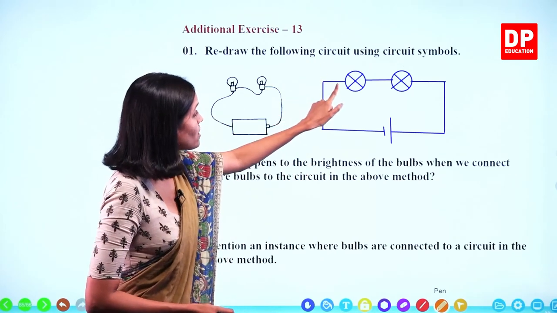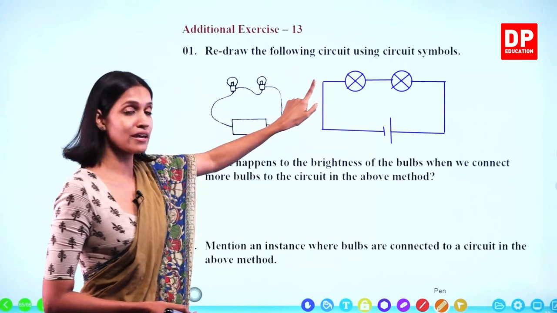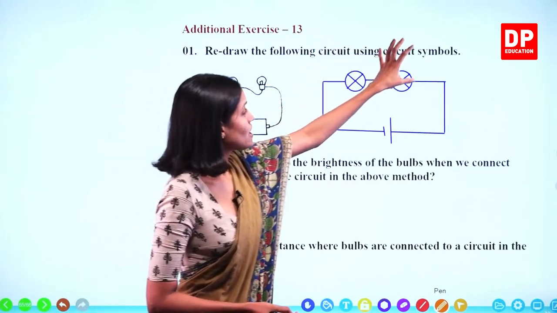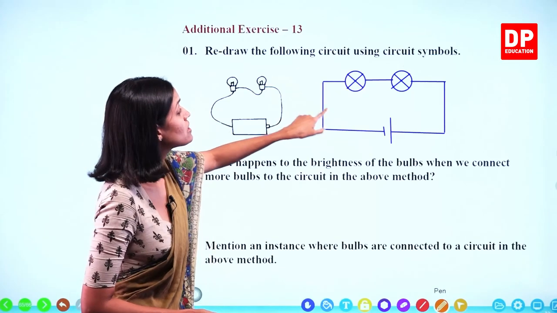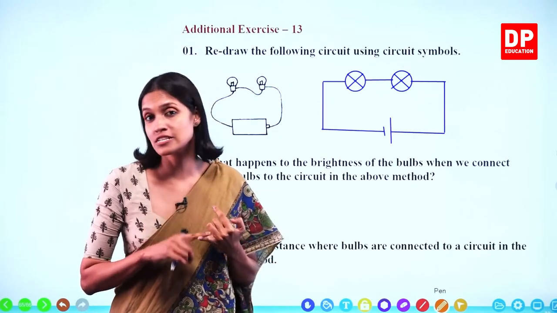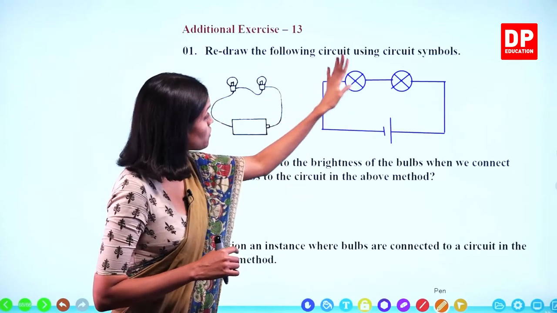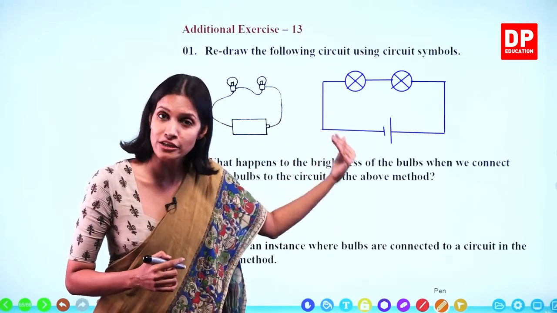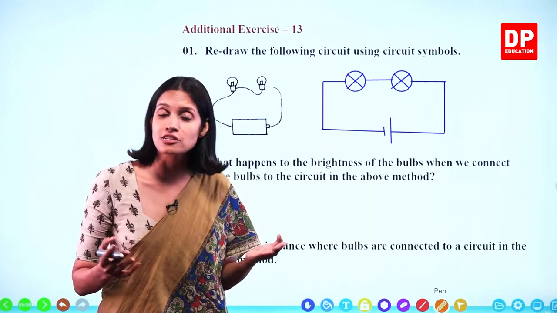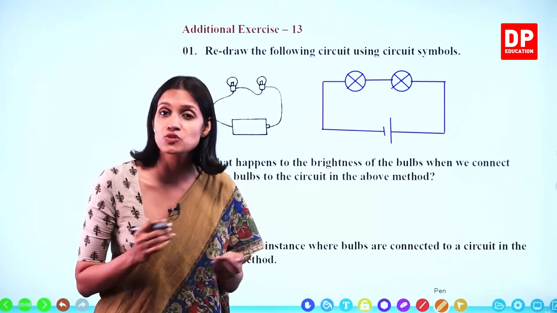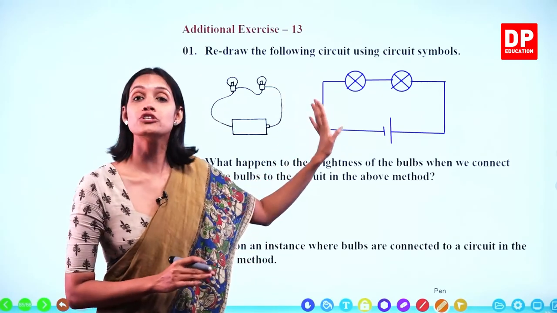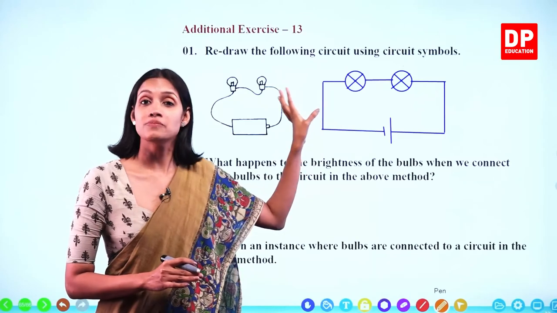Which means when we increase the number of bulbs in the same line, what happens to the brightness, children? Brightness reduces. What is the main reason? When you increase the number of bulbs in the same line, what happens to the length of the conductor? The length of the circuit increases. Now, we all know when the length of the circuit increases, the path of the current flowing also increases. When the length of the path of the current flowing increases, what happens to the resistance? Resistance also increases. And when the resistance increases, what happens to the amount of electric current flowing through the circuit? Reduces. So when the amount of electric current flowing through the circuit reduces, the brightness of the bulbs reduces.